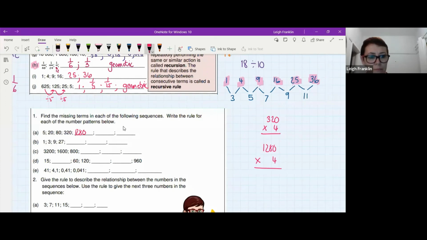5,120. Absolutely. And if you had to write the rule, what would be the rule? I think it would be multiplied by 4. Multiply by 4. Good.